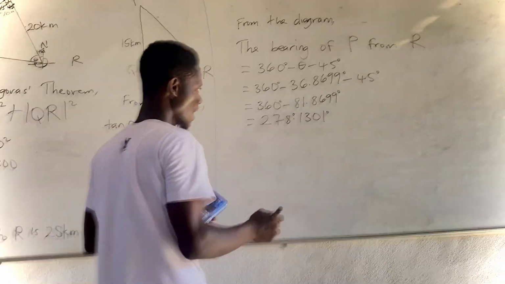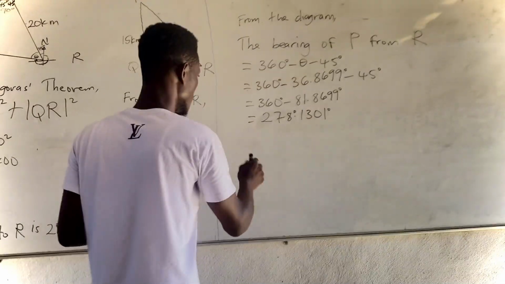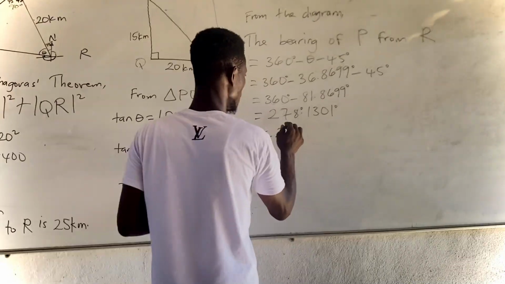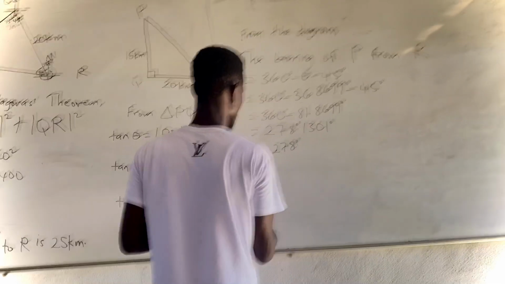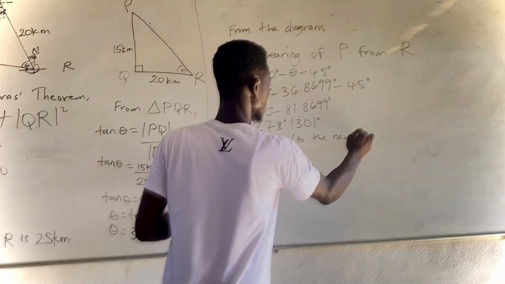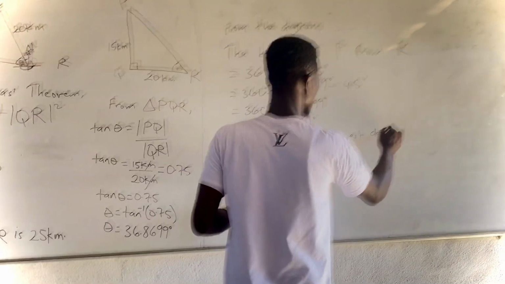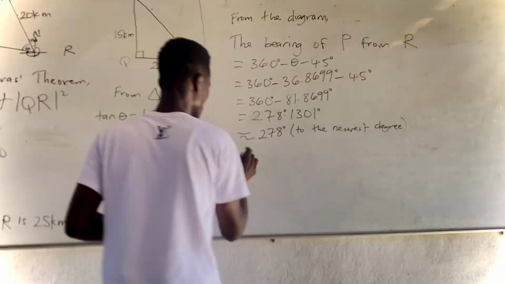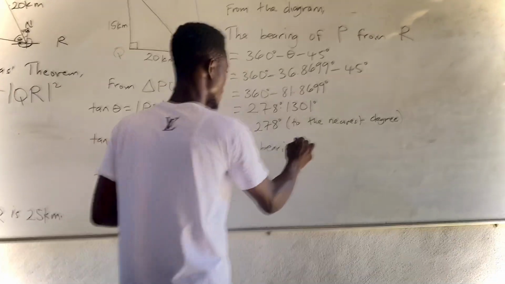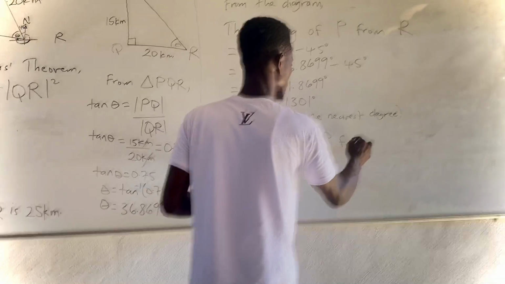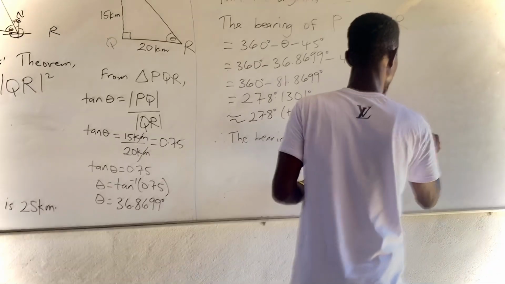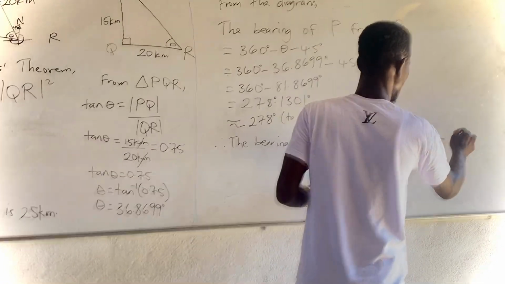1301. If you want to round up to the nearest degree, you can do that, but you have to indicate it. So you can say approximately 278 degrees. Then you can say, therefore, it's to the nearest degree. You can also say, therefore, the bearing of P from R is 278 degrees to the nearest degree.